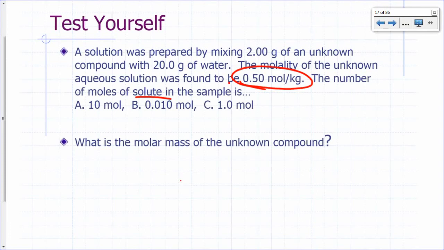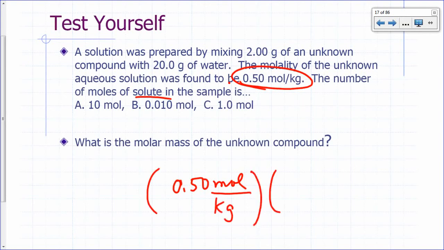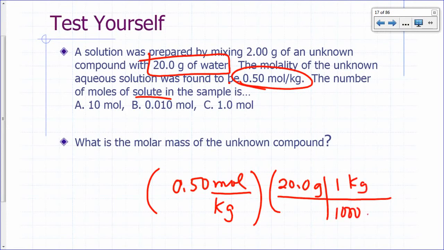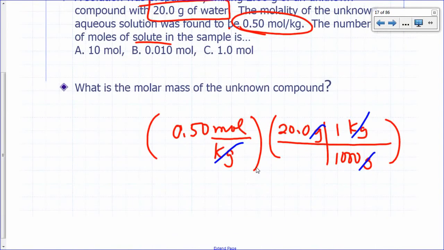Okay, so we're given molality. So 0.50 moles of solute per kilogram of solvent. Okay, how many kilograms of solvent do we have? That's 20 grams of water. So let's change that to kilograms. 20.0 grams of water, our solvent, times 1 kilogram over 1,000 grams. Grams cancel out, kilograms cancel out. That gives you moles of solute. Okay, so this is moles of solute.